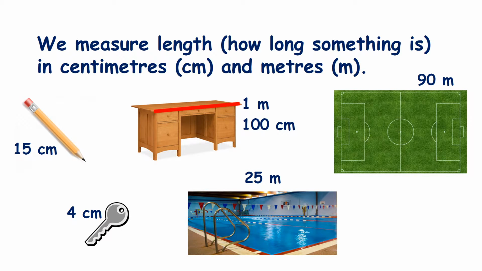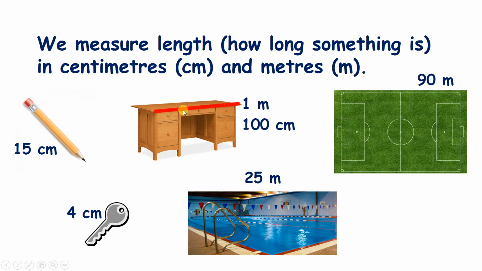We can measure length in centimetres and metres. So if you see cm written after a number, it's telling you how many centimetres, and if m is written after a number, that's telling you how many metres. So this pencil is 15 centimetres. The key is shorter than the pencil, so only 4 centimetres.